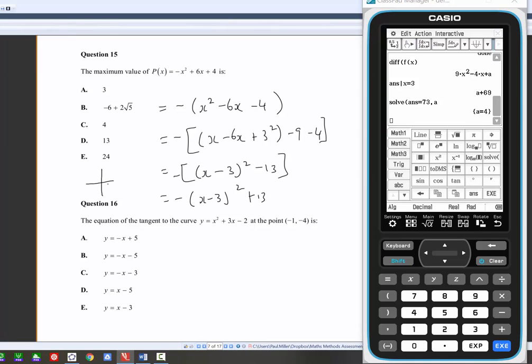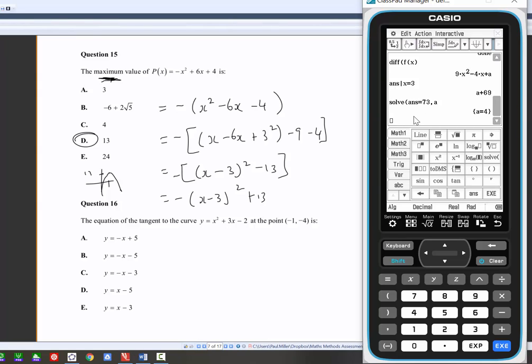Right, so it's a parabola. It's going 3 units to the right, 13 up. It's inverted. So the maximum value, I think I might have said minimum value. Maximum value going to be 13.